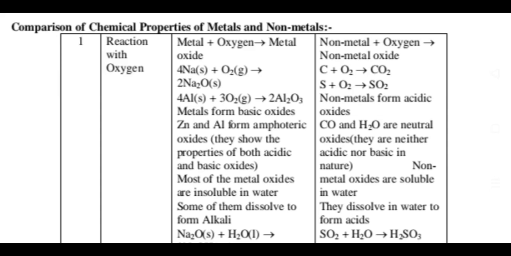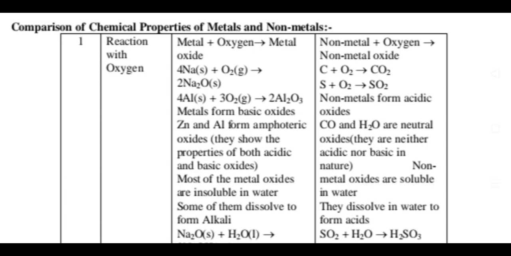In the previous video we started the metals and non-metals chapter, and discussed the physical properties of metals and non-metals and how to differentiate them based on those properties. Now we are starting with the chemical properties of metals and non-metals. So the first one is the reaction with oxygen.